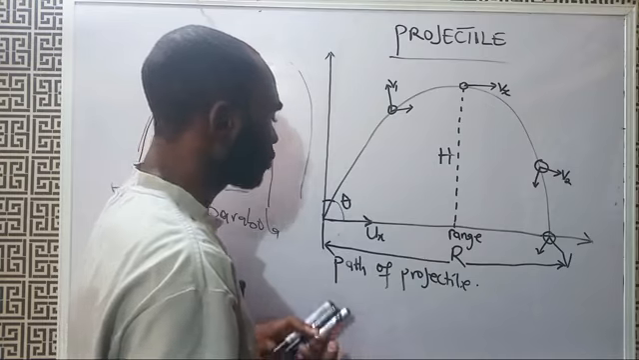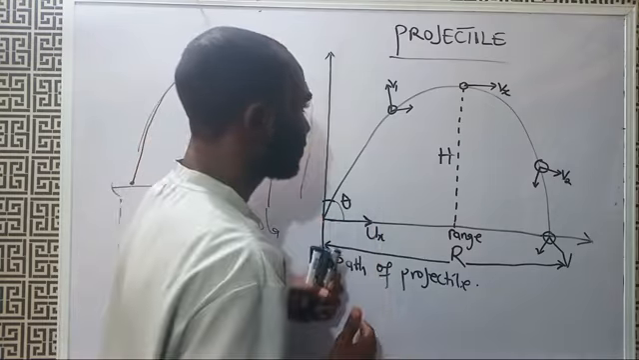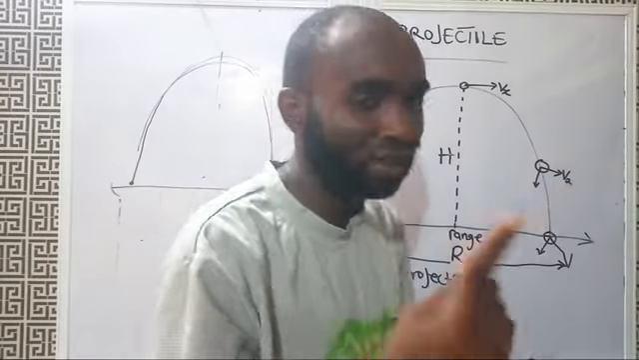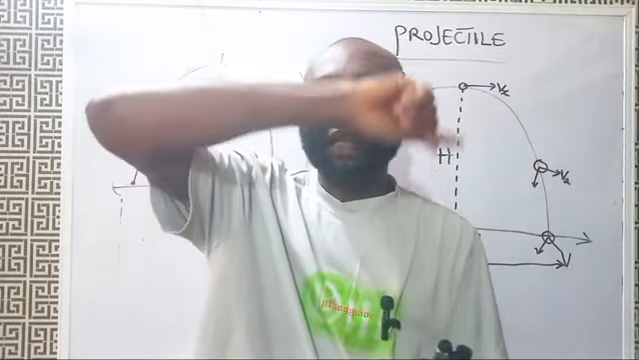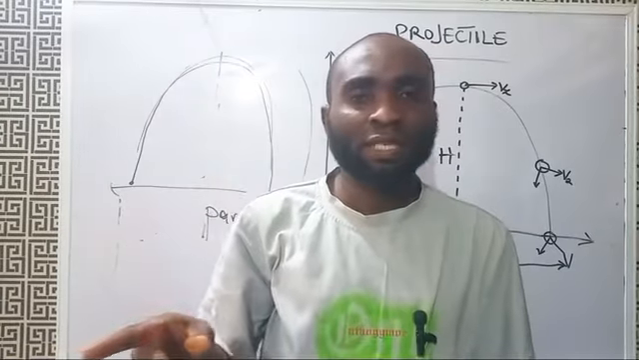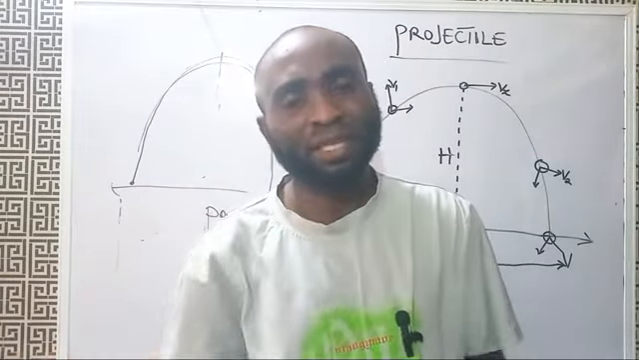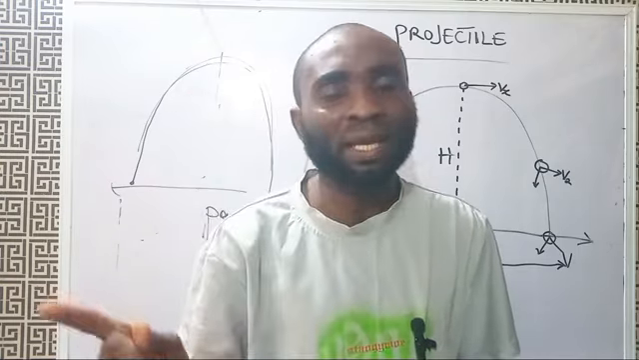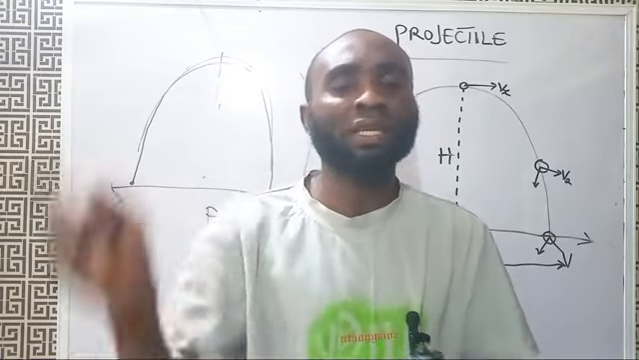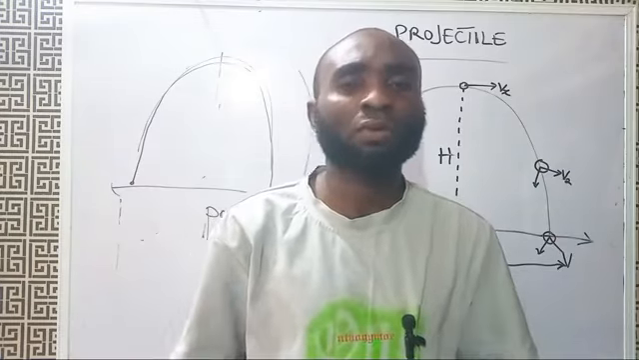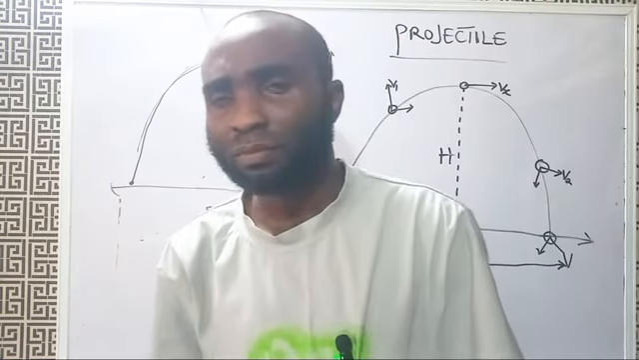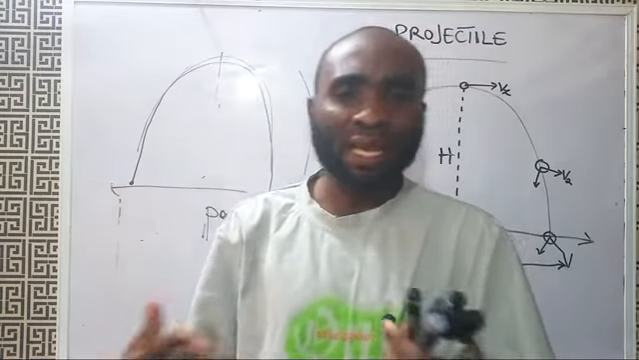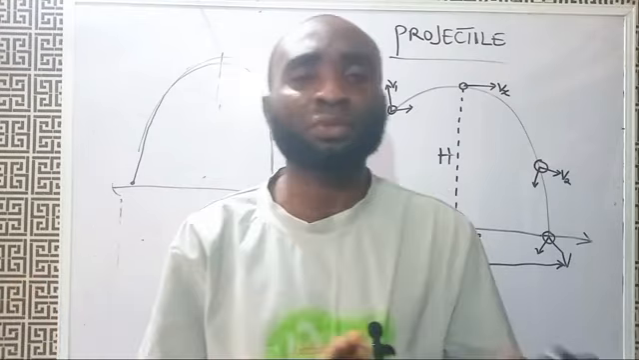All right, so if you launch this object into the air and you allow it to move freely, that is what we call a projectile. So a projectile is an object that is launched into the air and is allowed to move freely and then return back to the ground. Okay, so what are the examples of projectile?